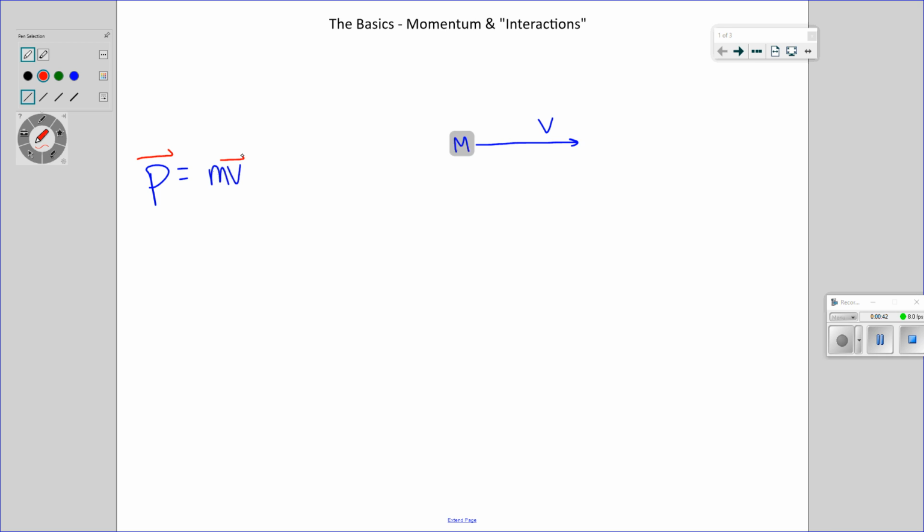And so this object has a momentum to the right because it's moving to the right, which is different than a momentum to the left. All right, so the vector nature of momentum is really important.